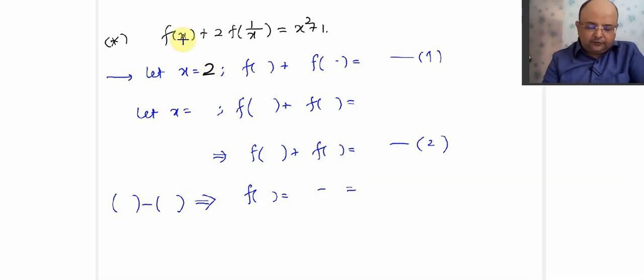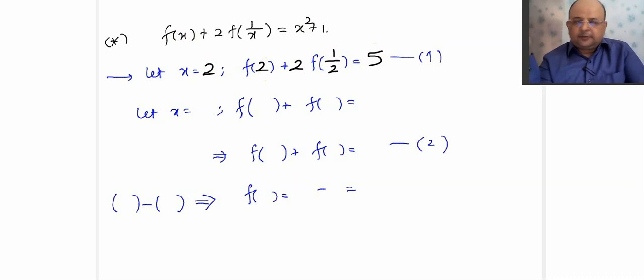If I let x equal to 2, this will give me f of 2 plus 2 times f of 1 upon 2, squared, that is 4, plus 1, that is 5. And now it creates a problem.